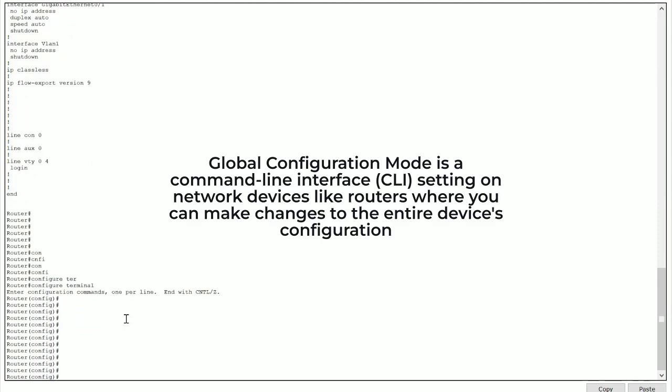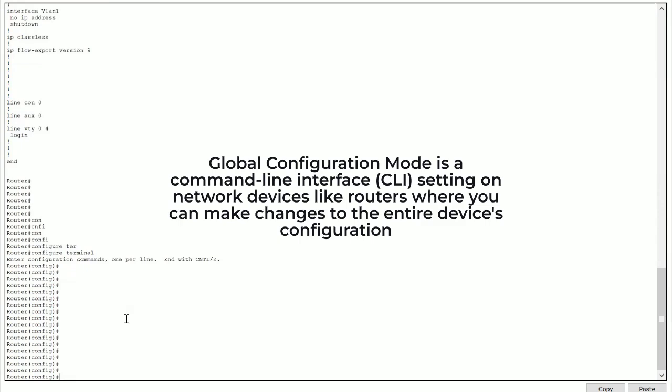Okay, you are now in global configuration mode. This is where you can be making changes to your router. You can configure interfaces, you can change settings, you can configure your router, you can add IP addresses. You can do whatever you want.